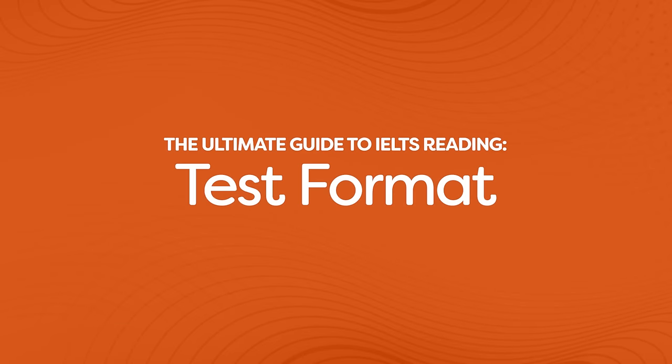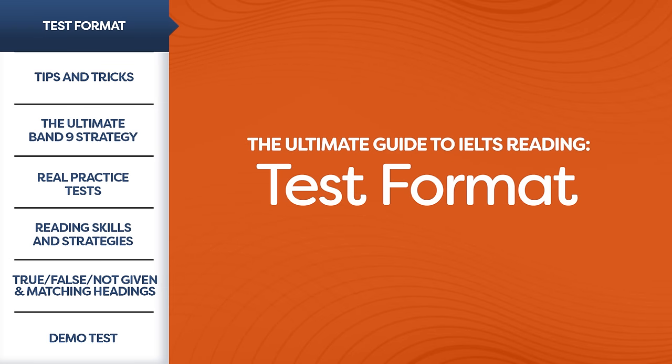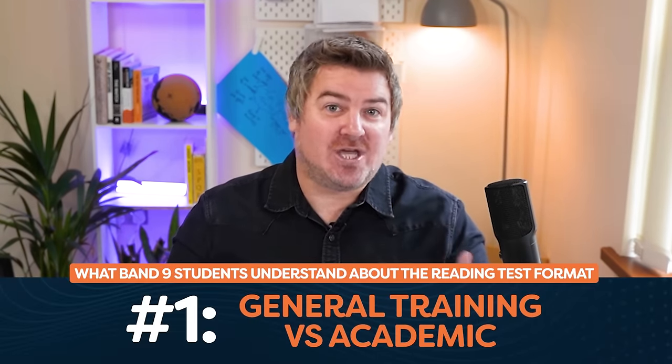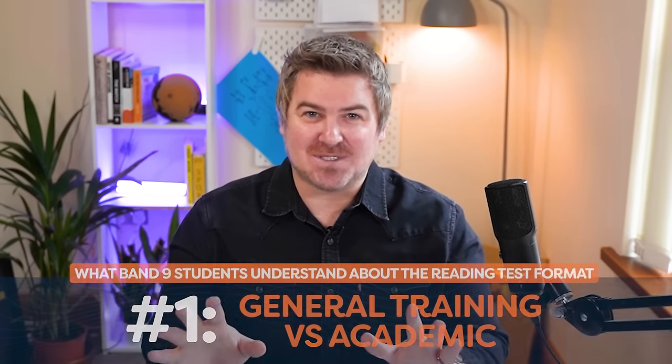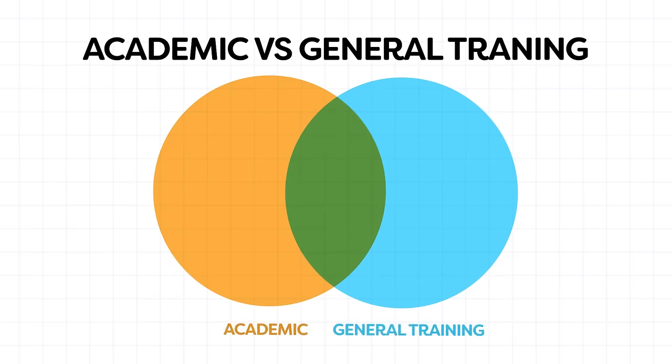So let's start off by talking about the IELTS reading format. One thing that Band 9 students who get a Band 9 in reading understand is that general training and academic are the same but different. What does that mean? One of the key differences is that on the academic test, you will get academic texts. These will be the kind of text that you would find in a university textbook. And general training students don't have academic texts, they have general texts. These could be any text that you find in everyday life.